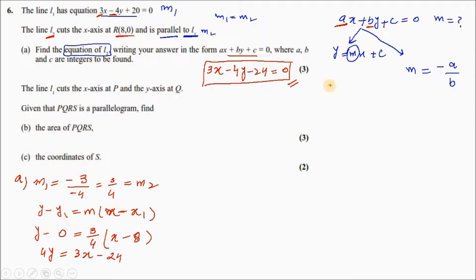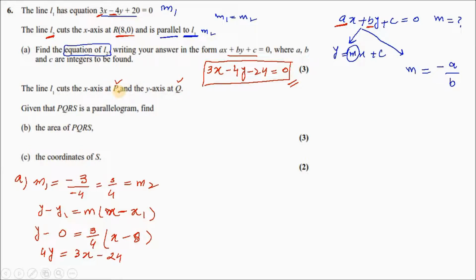Part A. Now the line L1 cuts the x-axis at point P and the y-axis at point Q. Given that PQRS is a parallelogram, find the area of PQRS. If you see that the line L1 is cutting the axes at points P and Q, that means P and Q are the x and y intercepts respectively. So we need to find the coordinates. How do you find P and Q?